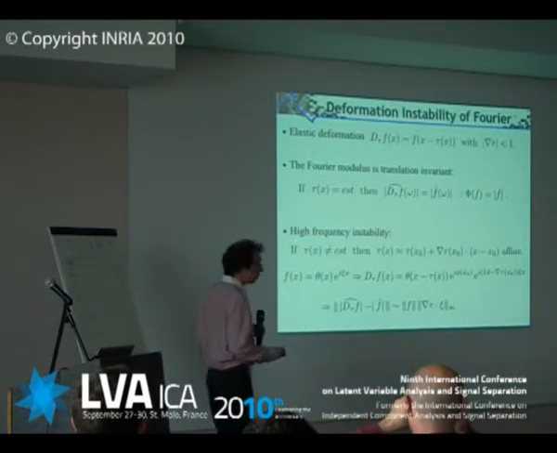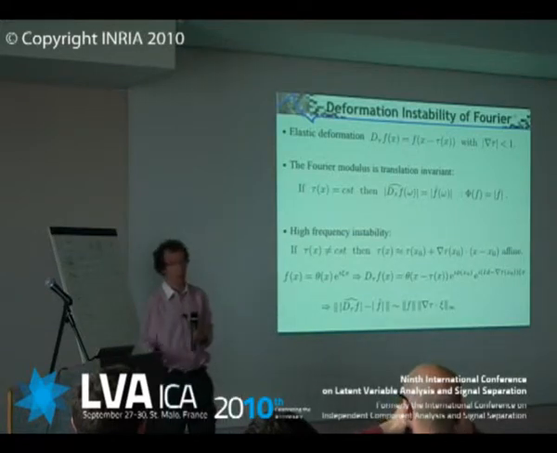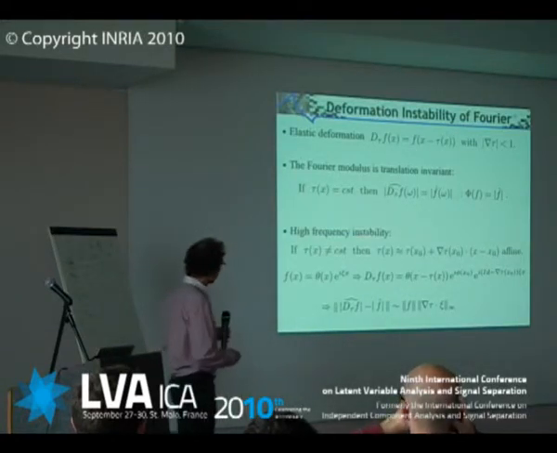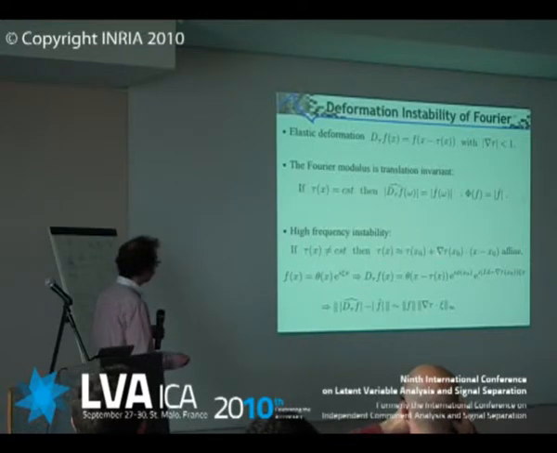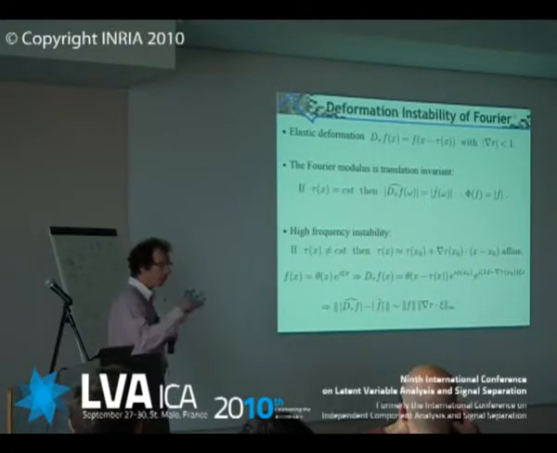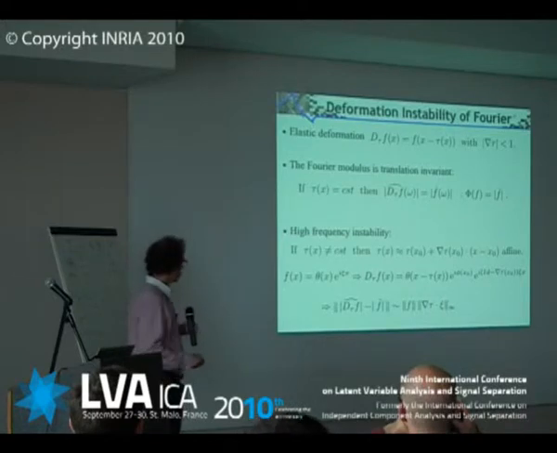Very simply because it's absolutely not stable to deformation. Suppose you have a deformation. So tau is not a constant. Locally, suppose that tau is basically affine. You do a Taylor series. Locally, it's a constant plus an affine component. Suppose you take a simple Gabor function, so a Gaussian modulated by a sine wave.